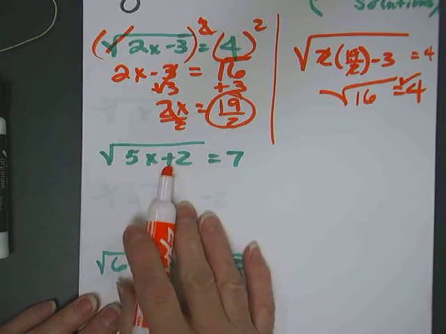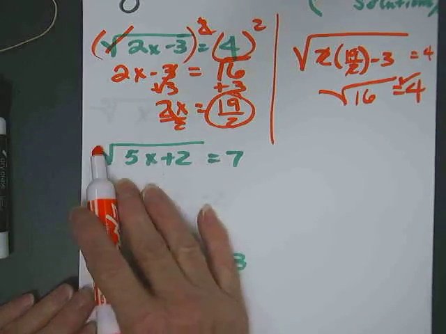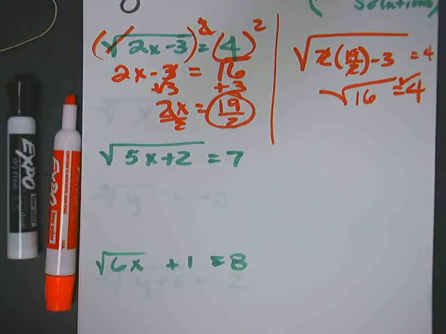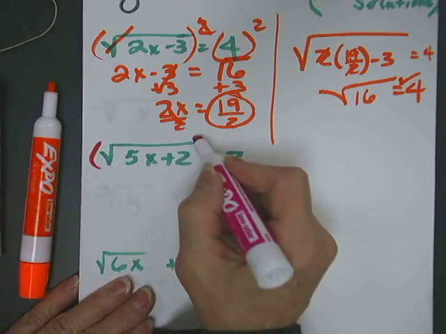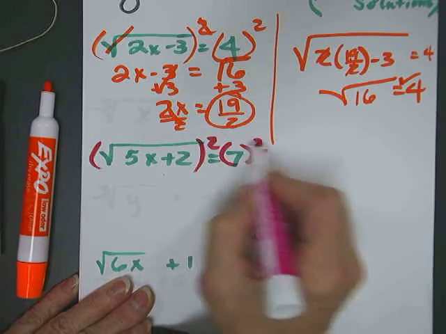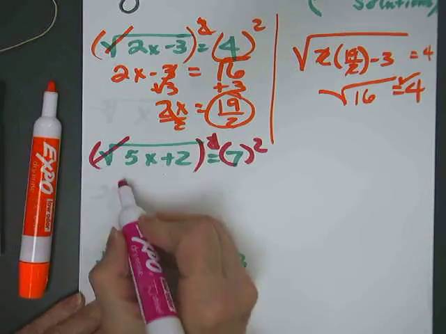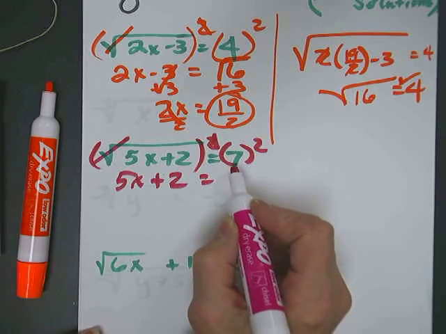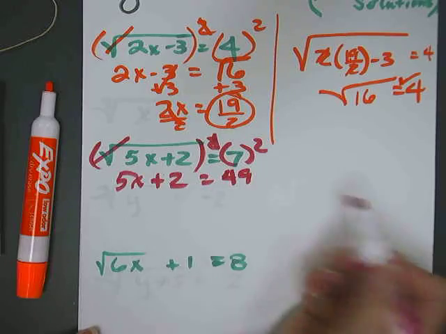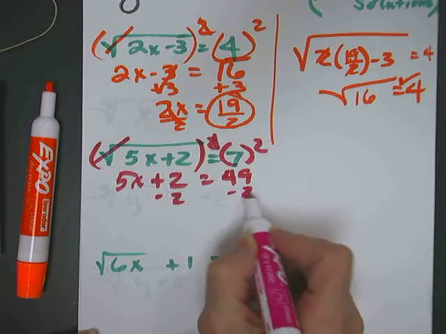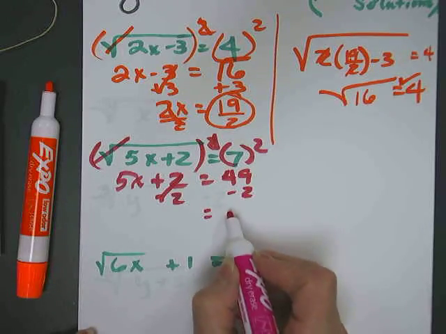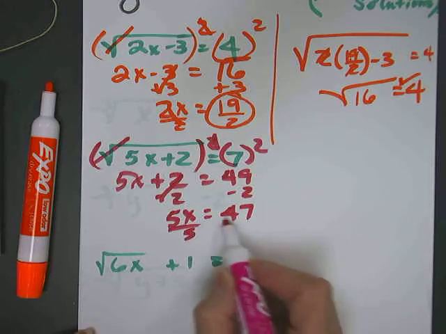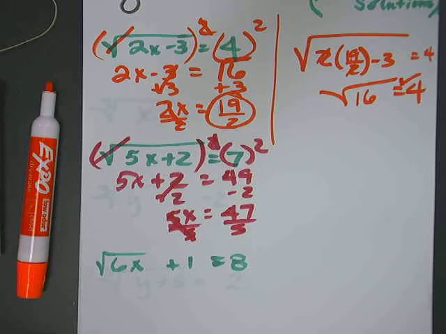Let's do another one. First thing you do, make sure it's by itself or with a 2 in front. Now square both sides. I'll change colors here. Square, square. So this is 5x plus 2 equals 7 times 7, 49. Subtract 2, 47. Divide by 5.